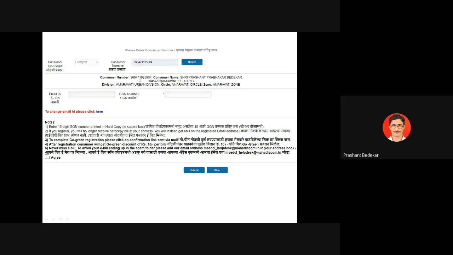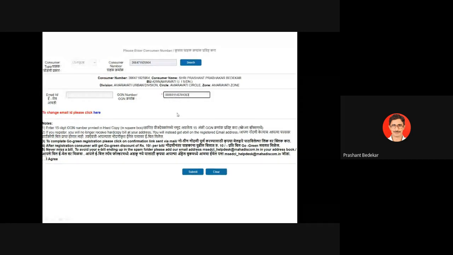Your consumer number is this, name is Prashant Prabhakar Bedekar, billing unit is 4295, Amravati urban area, and all that, Amravati urban division, Amravati circle, zone, Amravati zone. 2 more things are to be entered, out of which one is mandatory, that is the Go Green number, which is also available on the electricity bill. So just type that Go Green number and then give your email ID. This is not mandatory, this is optional, but you can give the email ID also. So give your email ID.